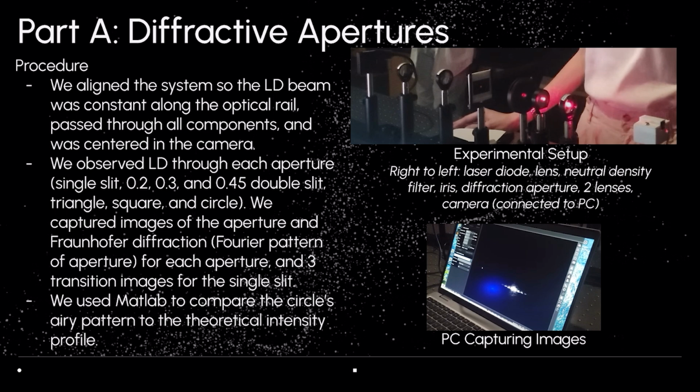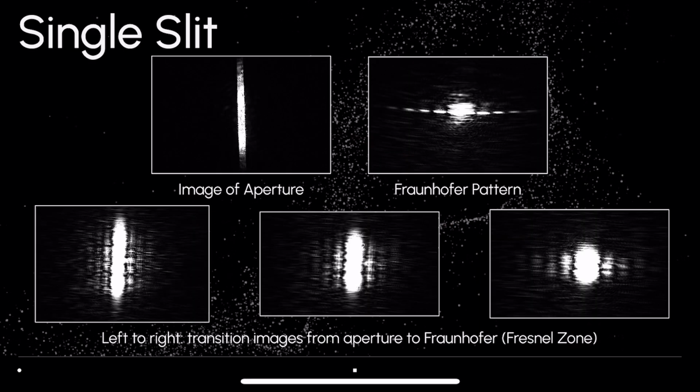And we looked at the image of the aperture on the camera and moved the camera and the lens closest to it along the optical rail to look at the Fresnel zone and then find the Fraunhofer diffraction pattern, which is the Fourier pattern of the aperture. Finally, we used MATLAB to compare the circle's area pattern to the theoretical area pattern intensity profile.